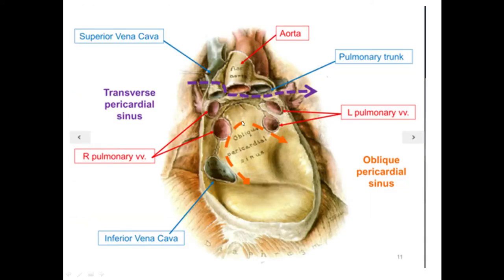So this is the oblique sinus. Here lies the which sinus? The transverse sinus. It is present transversely, and here lies the oblique sinus between the two pulmonary veins. This is the oblique sinus. And no, sinuses are nothing, these are the reflections of the visceral and parietal layers of the serous pericardium. Done? Yes.